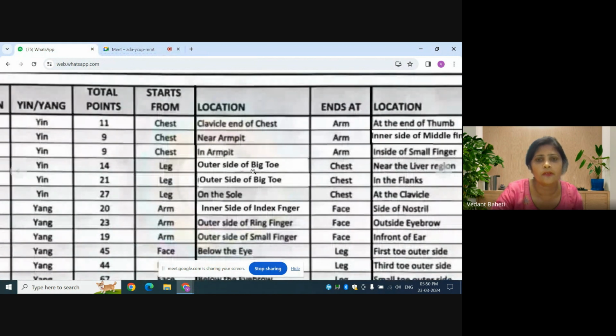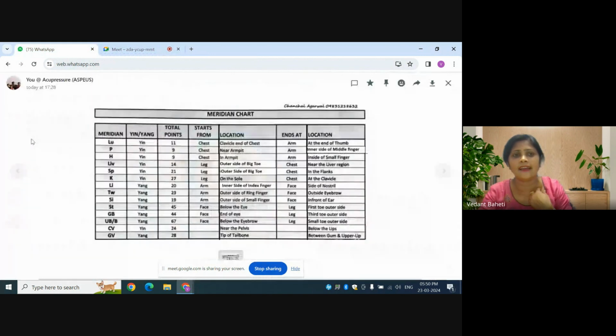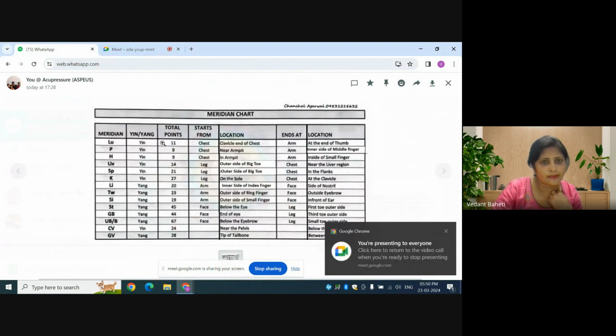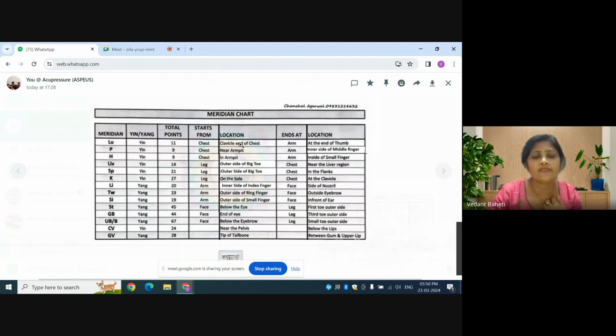So you can see the chart. For lungs, it's LU. You can see it has 11 points. And it starts from the chest, that is the clavicle point at the end of the chest, and ends at the thumb.